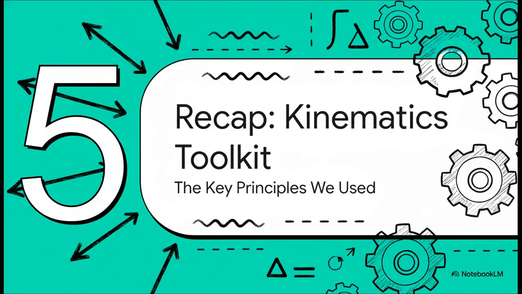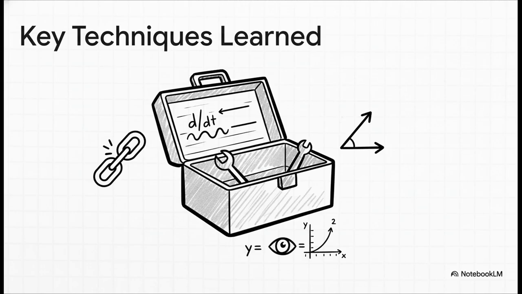But before we go, let's just take a step back and recap the methods we used, because this wasn't just a random bunch of steps. We applied a core set of really powerful fundamental techniques. Think of it as your essential kinematics toolkit. Think about what we did. We used parameter elimination to find the actual physical path. We used differentiation twice to get velocity and then acceleration.